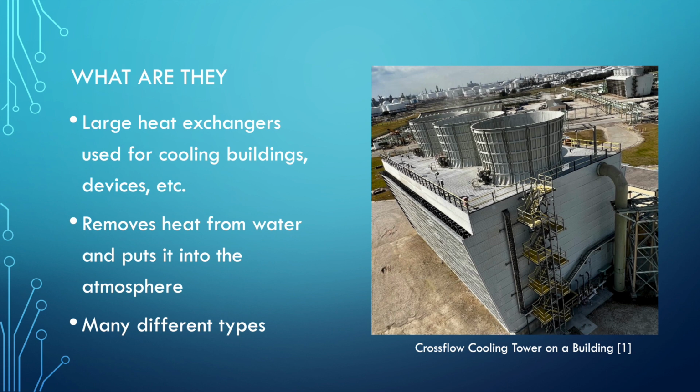There's these large dome-shaped things on top of buildings. Those are cooling towers. What they do is they remove heat from water and put it back into the atmosphere through evaporation. There's many different types. This is going to focus purely on Crossflow.